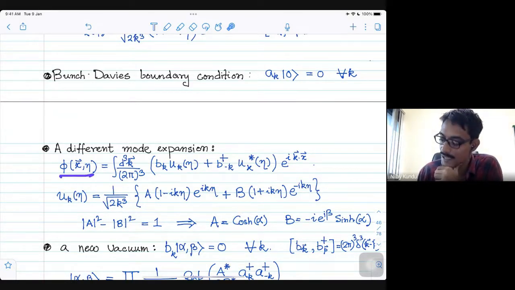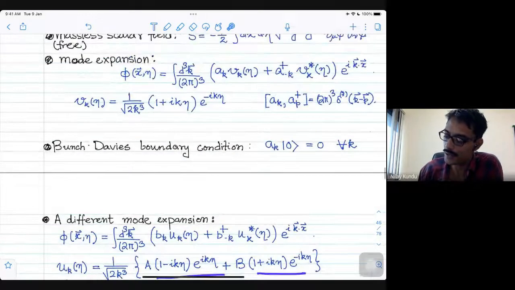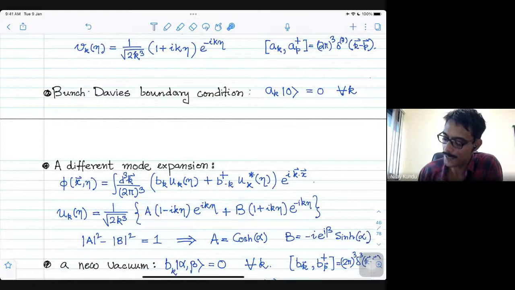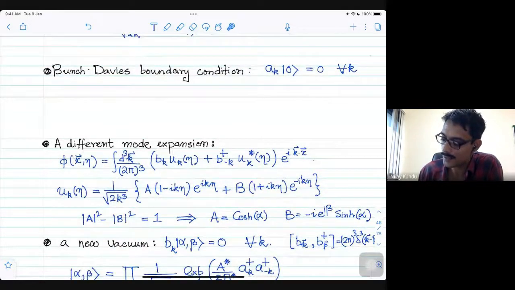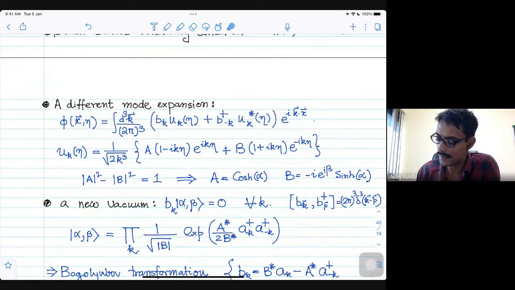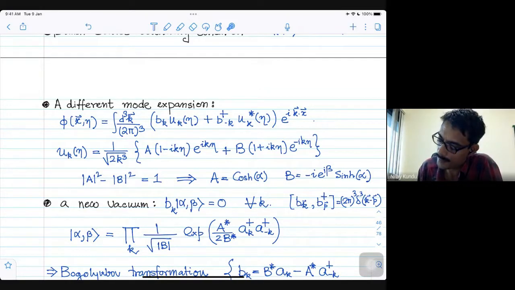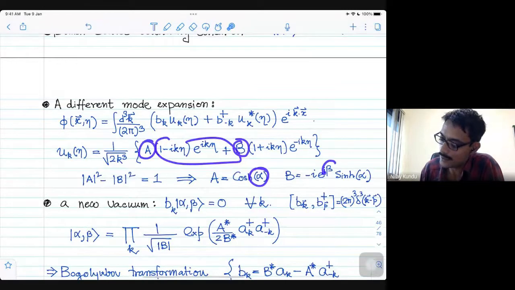I can do a mode expansion in a different basis, and that basis U and U_k star can be linear combinations of the solutions that I obtained here. So I take V and V star and form linear combinations with some parameters A and B, and do the mode expansion in that basis, and hence I obtain two different creation and annihilation operators. A and B have to satisfy a condition, just to make sure that this U has unit norm. There is a possible parameterization of A and B in terms of alpha and beta written here, such that this condition holds, and that's why this name, alpha vacua.